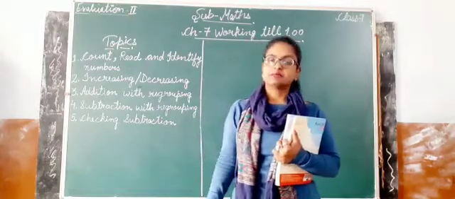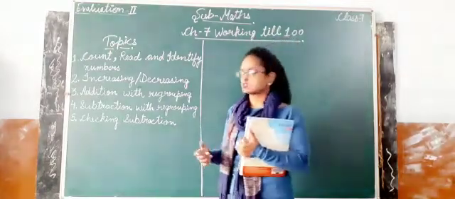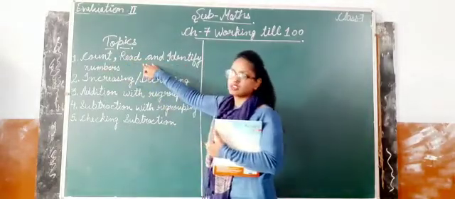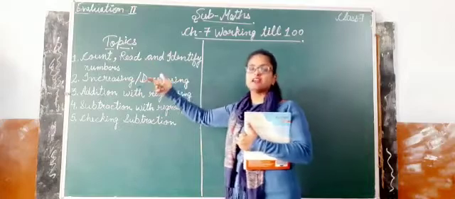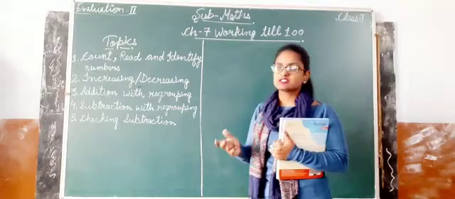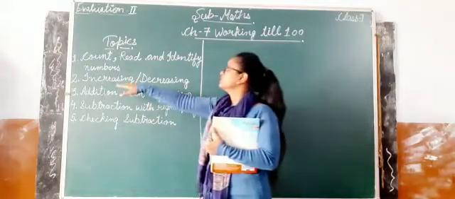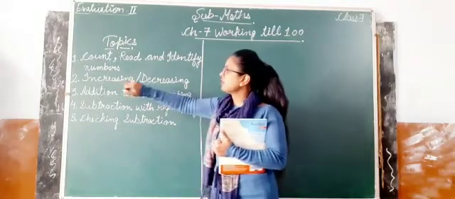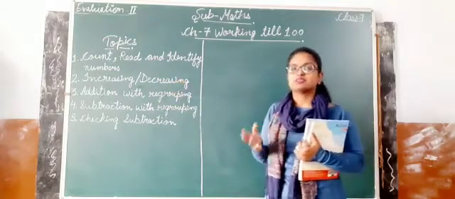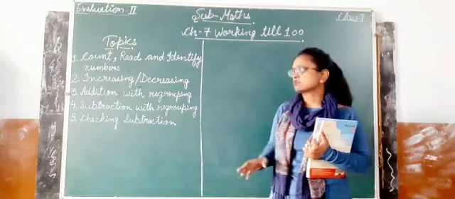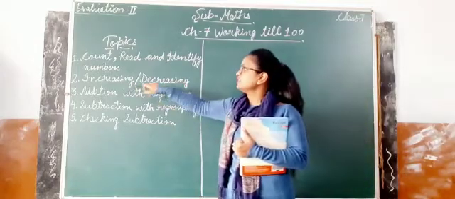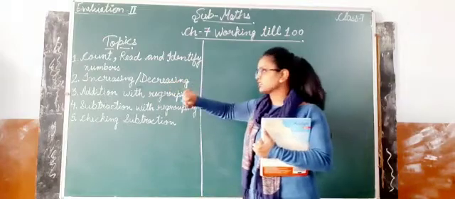So first of all, let me tell you what topics we are going to discuss today. The first topic is count, read and identify numbers. We are going to count numbers, read them and learn how to identify them. We will also learn the spellings of some numbers today. Then we will learn how to arrange them in increasing and decreasing order. I think you know this concept well. You have learned it quite a few times now, but we will revise it.